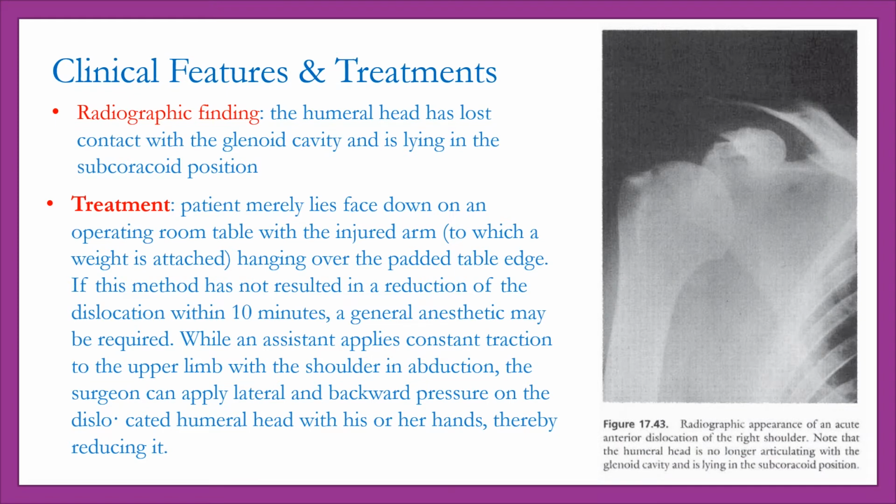Figure 17.43. Radiographic appearance of an acute anterior dislocation of the right shoulder. Note that the humeral head is no longer articulating with the glenoid cavity and is lying in the subcoracoid position.